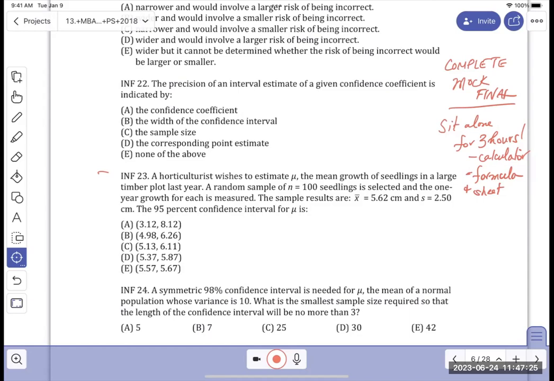Okay, so where were we? Horticulturalist wishes to estimate mean growth of seedlings in a large timber plot, a random sample of 100. So I put the equal sign everywhere here. So n equals 100, x bar is 5.62, and s is 2.5. So you have to read to make sure you do not have sigma. So verify you don't have sigma, because that is better than using s. In this case, sigma is unknown. So use the formulas of number 6.